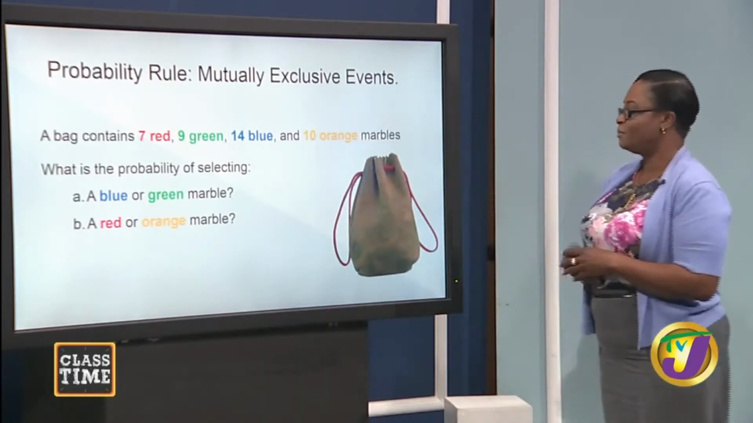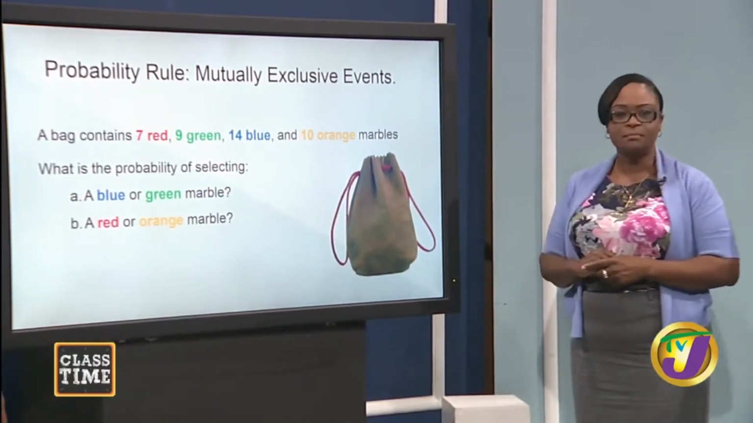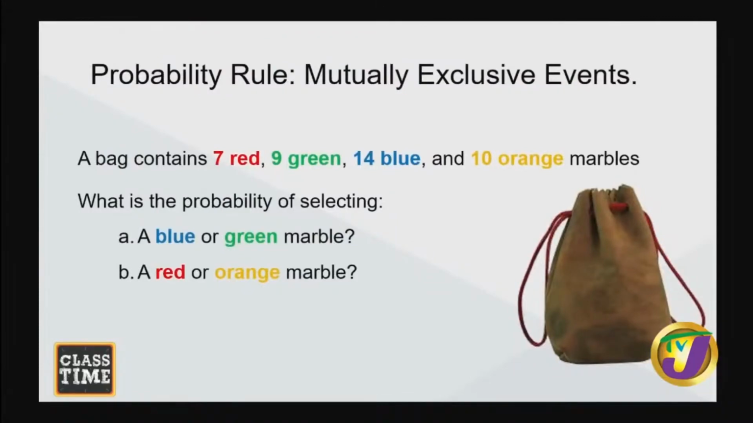Now, take me through this one, please. All right. So we are going to go through a sample question, and we are applying the addition rule as it relates to probability. The question is, a bag contains 7 red, 9 green, 14 blue, and 10 orange marbles. What is the probability of selecting a blue or a green marble? As well as, what is the probability of selecting a red or orange marble?